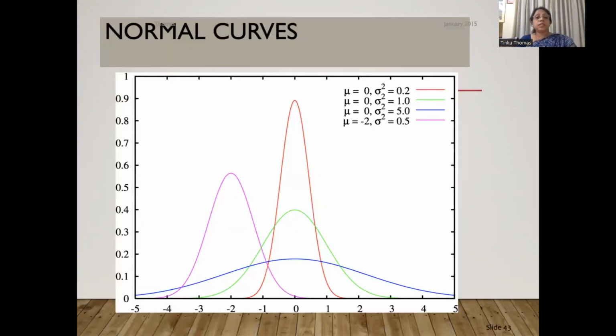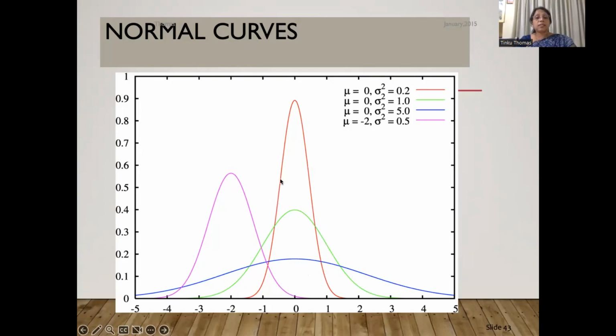Now look at this. So these are all normal plots. They are symmetric about the mean, and the total area under the curve is 1. All of that is fine, but they're all having differences in terms of their mean and the standard deviation. This blue line over here represents the normal distribution which has the highest SD.